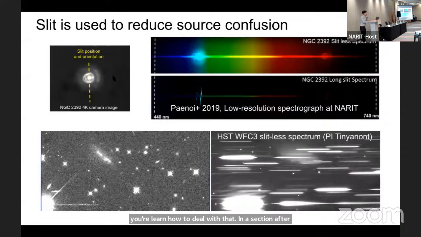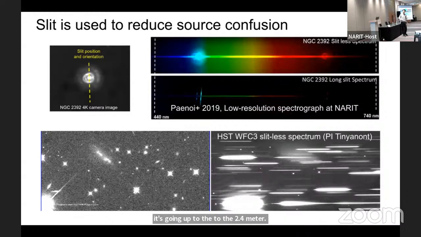And this is why the slit is very important. So the top figure here is from LRS. I'm stealing your figure. This is the spectrograph that we are working on at NARIT, called the low resolution spectrograph, very creatively, and it's going up to the 2.4 meter telescope.